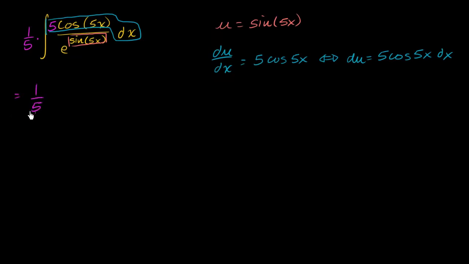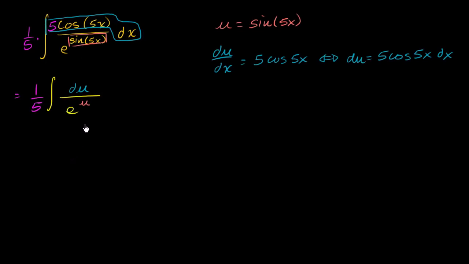So we can rewrite this entire expression as 1/5 times the integral of all the stuff in blue, which is my du, and then that is over e to the u. So how do we take the antiderivative of this?